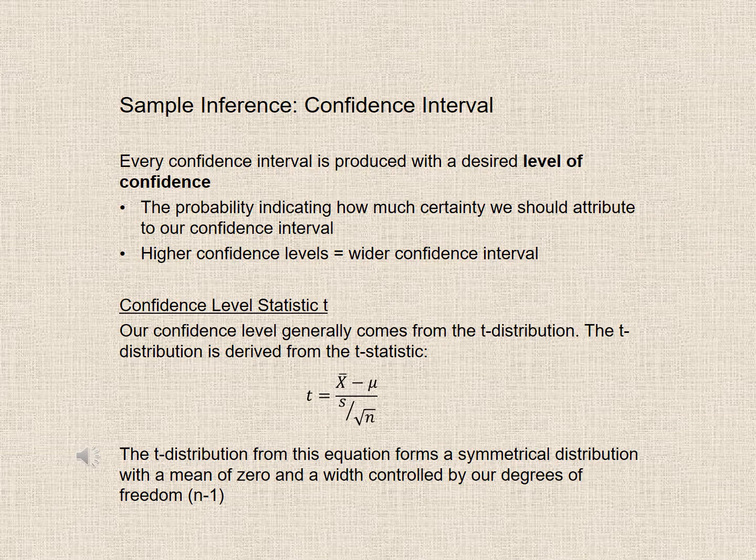Generally, we do not know the population standard deviation and mean, which we could use to calculate a confidence interval. Without these, our confidence level comes from the t-distribution, which is derived from the t-statistic. We can calculate this in Excel, as you will see in a moment, or can simply use a t-table to look up the statistic. The distribution produced by the formula is a symmetrical curve with a mean of 0 that has its width controlled by our degrees of freedom, which equals little n minus 1.